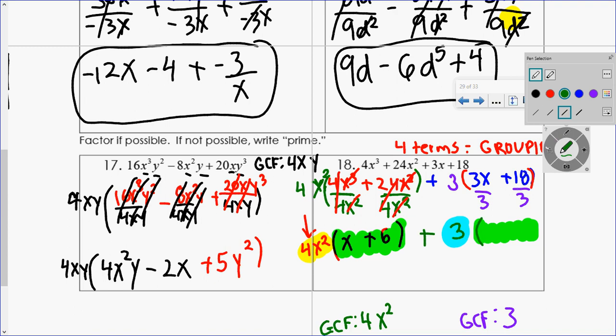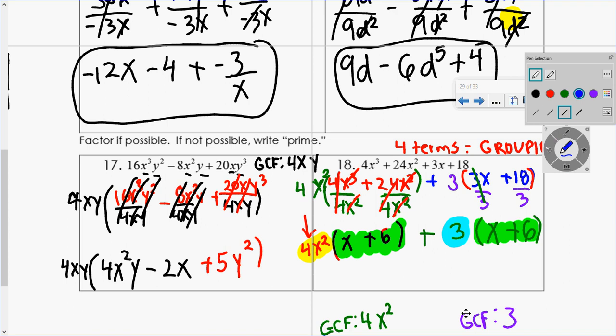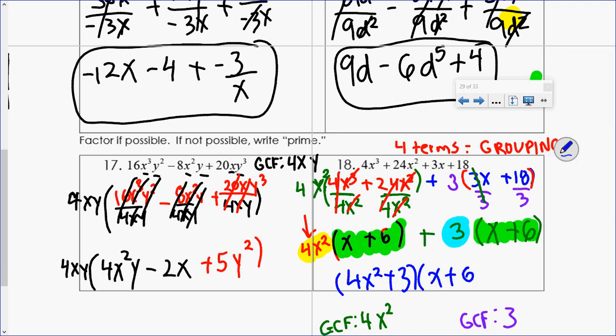On the inside though, 3 divided by 3 is just 1, and I get x plus 18 divided by 3 is 6. And so I said one of my expressions is going to be the same, but the greatest common factors, this is why it's called grouping, they come together. 4x squared plus 3. It's a process of distribution in a sense, and then one of those expressions that are the same.